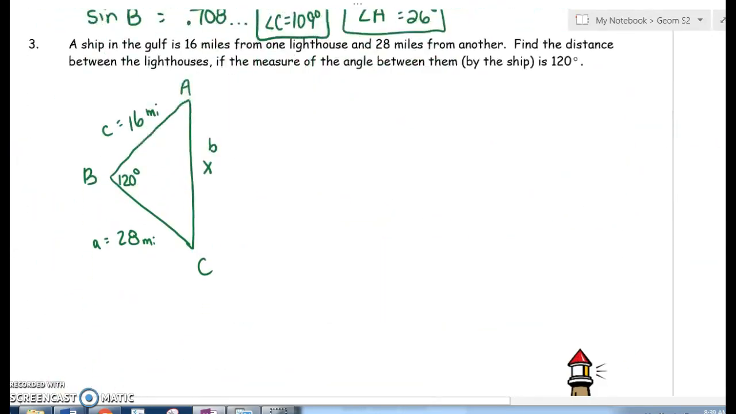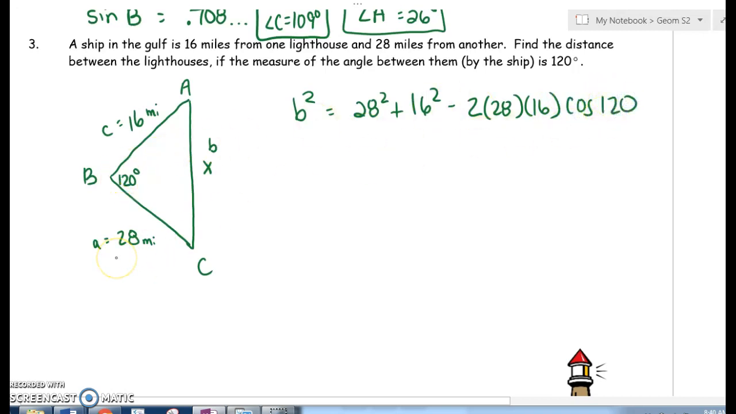So let's plug it in. We've got b squared, which we don't know, b squared, equals a squared, so 28 squared, plus c squared, 16 squared, minus 2 times the same two numbers, so a, 28, and c, 16, cosine of the angle, which is 120, angle B.